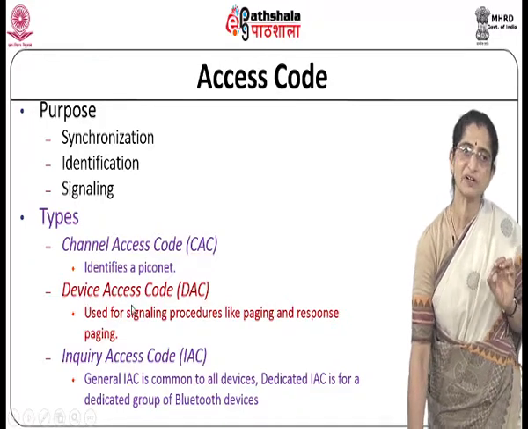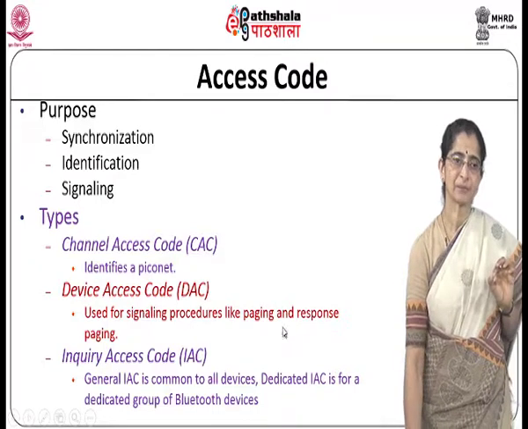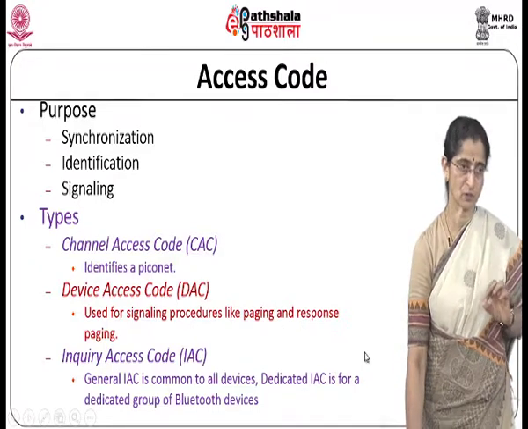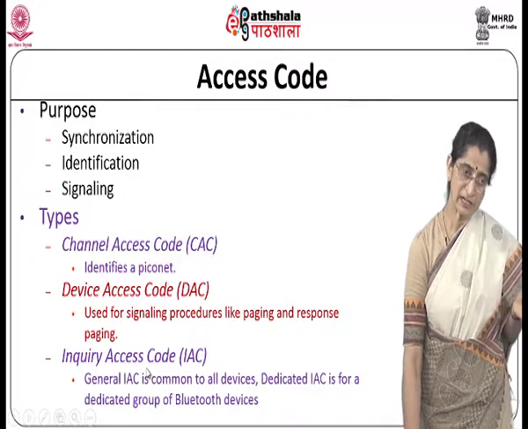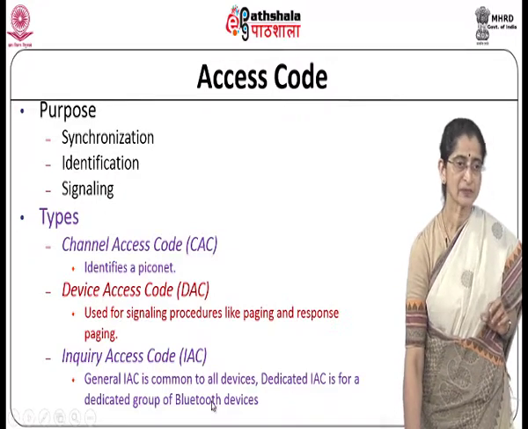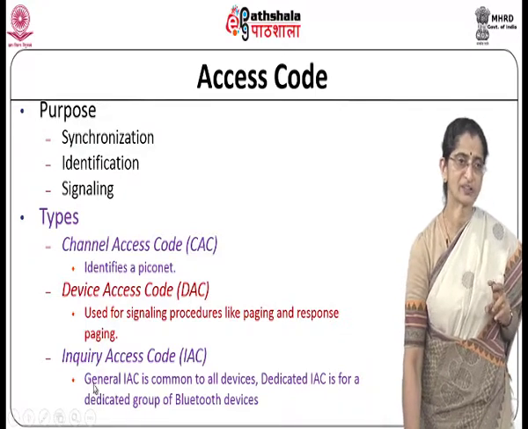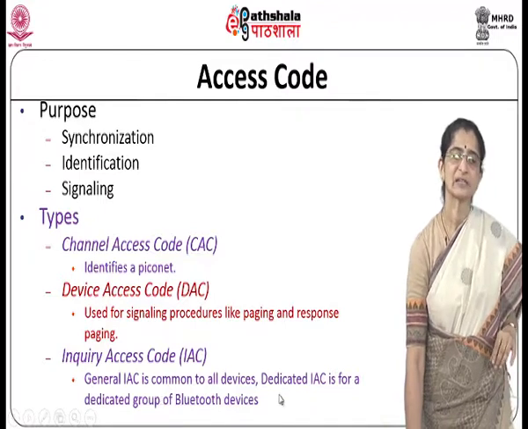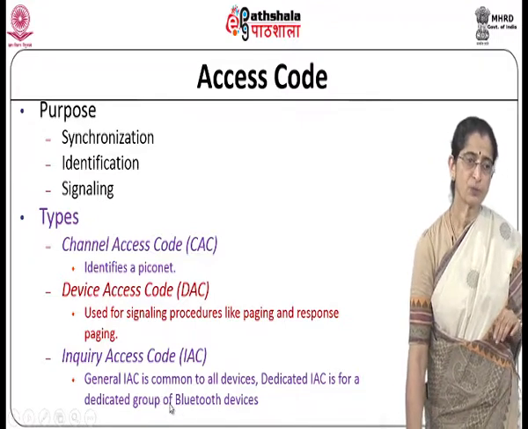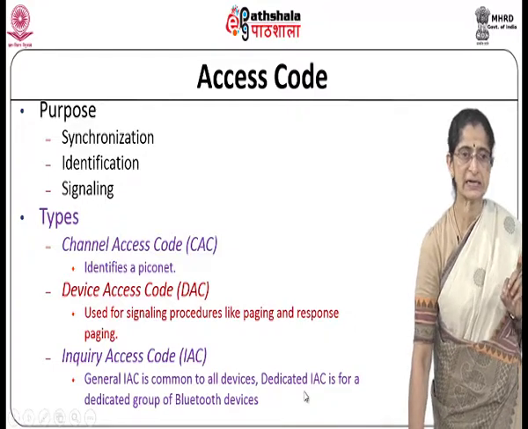Then you have a device access code. This is used for signaling procedures like paging, response paging and so on. We will see what is meant by paging quickly. Then there is the inquiry access code, or IAC. In the inquiry access code we have two kinds: one called the general IAC, GIAC, which is common to all devices, and the dedicated IAC, which is for a particular dedicated group of Bluetooth devices. That is called the DIAC.